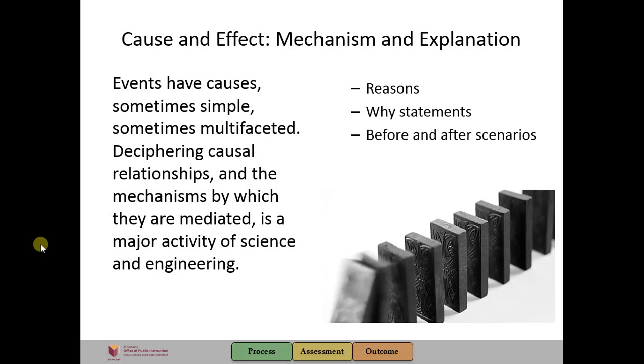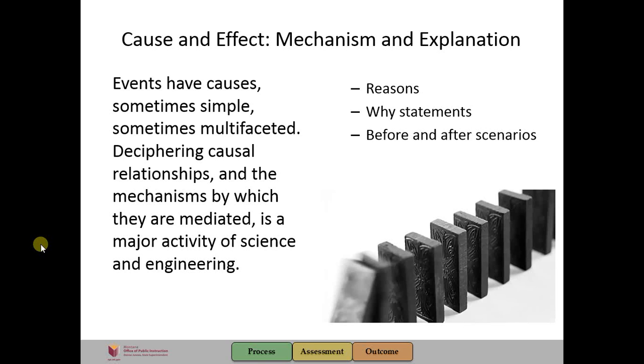So the second cross-cutting concept is cause and effect, mechanism and explanation. A summary statement for this one would be that events have causes, sometimes simple, sometimes multifaceted. Deciphering causal relationships and the mechanisms by which they are mediated is a major activity of science and engineering. Cause and effect can sometimes end up being a big umbrella. So much of science relies on the idea of cause and effect.